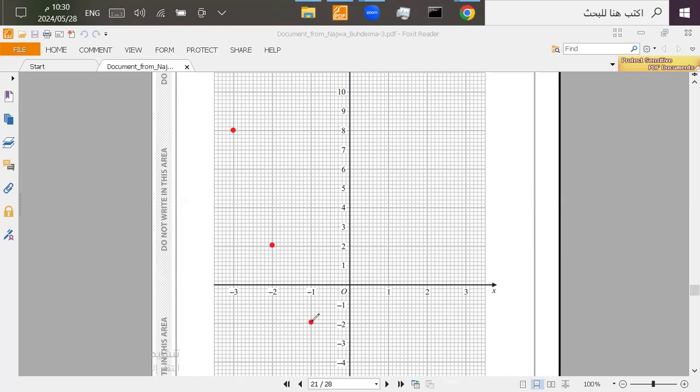And then 0, negative 4 here. And then 1, negative 4 here. And then 2, negative 2. And the last one is 3 and 2 over here. Now, this is the curve that I have. Now I'm going to connect the points with a line. So I'm going to start from here.